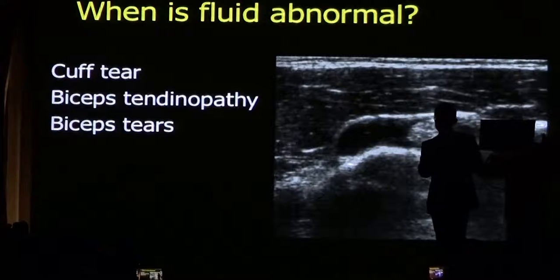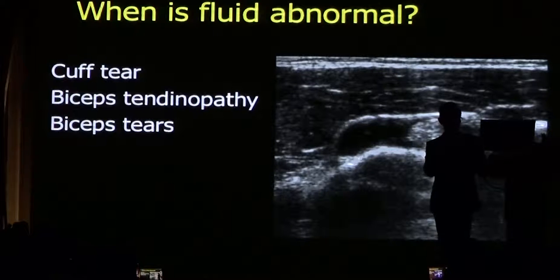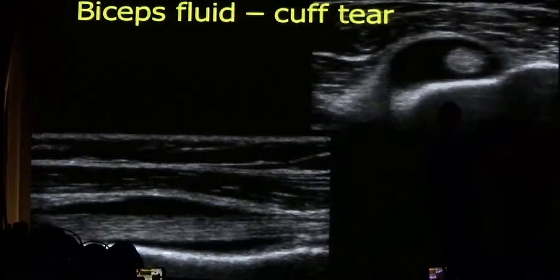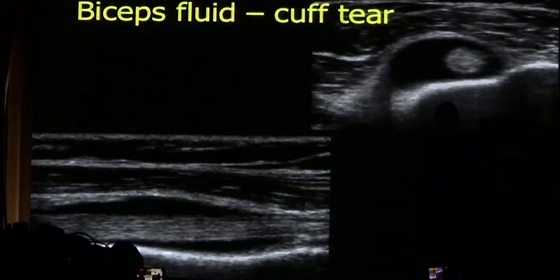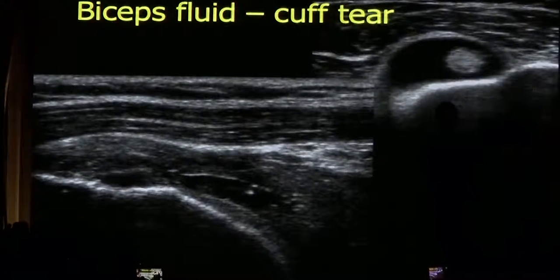But you may see abnormal amounts of fluid when there is a rotator cuff tear, when there is biceps tendinopathy, or if there is a biceps tear. And you can see here a lot of fluid in the sheath surrounding the biceps. And when you look at the rotator cuff, you can see that there's a tear with loss of the contour of the supraspinatus in this region.